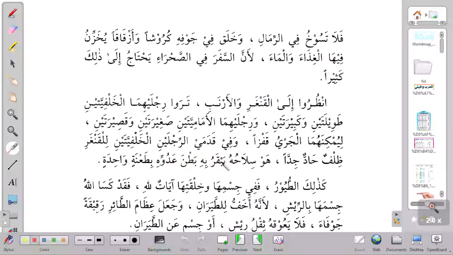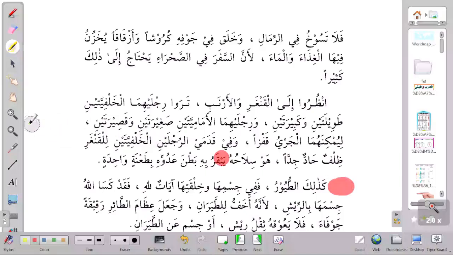Baqara actually means to stab. You see, when someone is stabbed with a knife, we call it baqara. That's the verb. The verb is baqara yabqaru. So yabqaru bihi batna aduwihi, it stabs by means of it the stomach of his enemy. Bita'anatin wahidatin, with one piercing, with one stabbing. And then he says that kazalika tuyur, that is so with the birds. So all that he has described before, it was a comparison that he was coming to make.